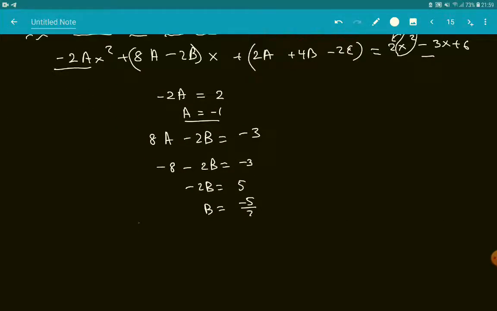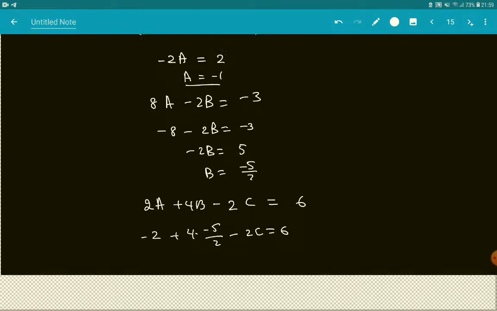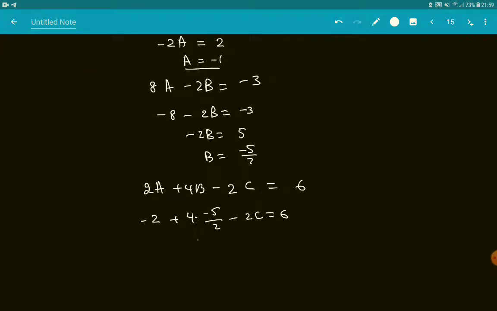And when we move to find c, we write 2a plus 4b minus 2c, I think it was 2c, right? Yes, is equal to 6. So we know a is negative 1, so it's going to be negative 2 plus 4 multiplied by negative 5 over 2, minus 2c is equal to 6. And let's do the calculation. It's going to be negative 10, negative 2 here, negative 2c is equal to 6. Negative 2c is equal to 18, no sorry, 18, and c is equal to negative 9.